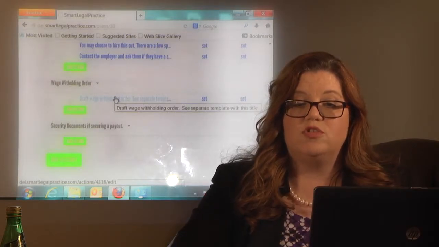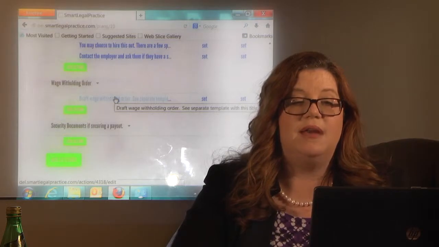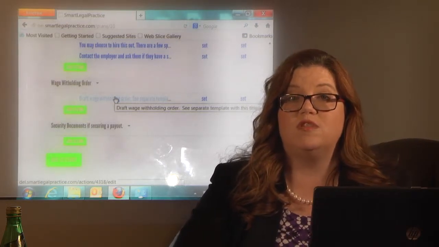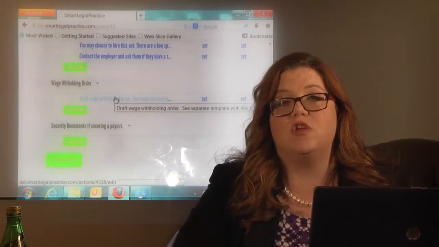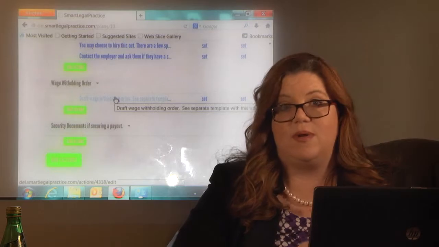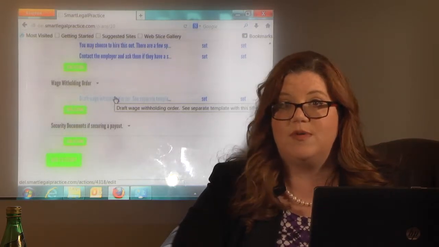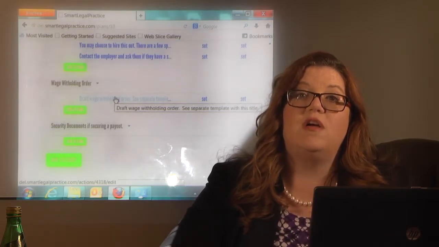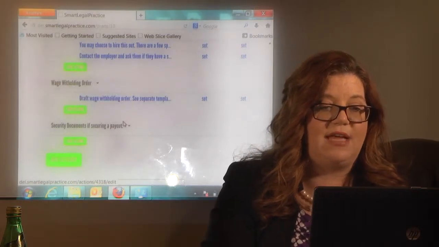Okay, wage withholding orders. We have a whole separate template on wage withholding orders, but this is a reminder that that's an ancillary document you're going to need if child support has been ordered. And the courts require it even if you're not going to effectuate it this time. So you're not going to send it to the employer yet. You're going to suspend wage withholding. You can do that by agreement, but the court still requires a wage withholding order to be in the file. So be aware of that.